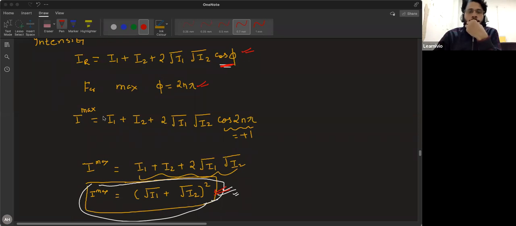Sir, IR and Imax are not the same. Yeah, IR is the resultant intensity. This IR is for any value of φ. But when you say that your resultant intensity is maximum, then that is for a particular value of φ. So IR is for any value of φ, but Imax is when your φ is 2nπ. So this is the resultant intensity, and this is the maximum value of that resultant intensity. That's it.